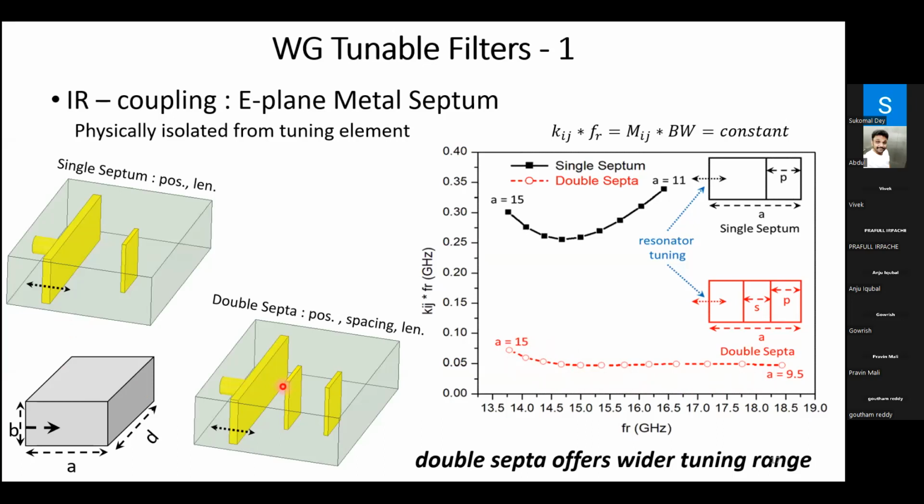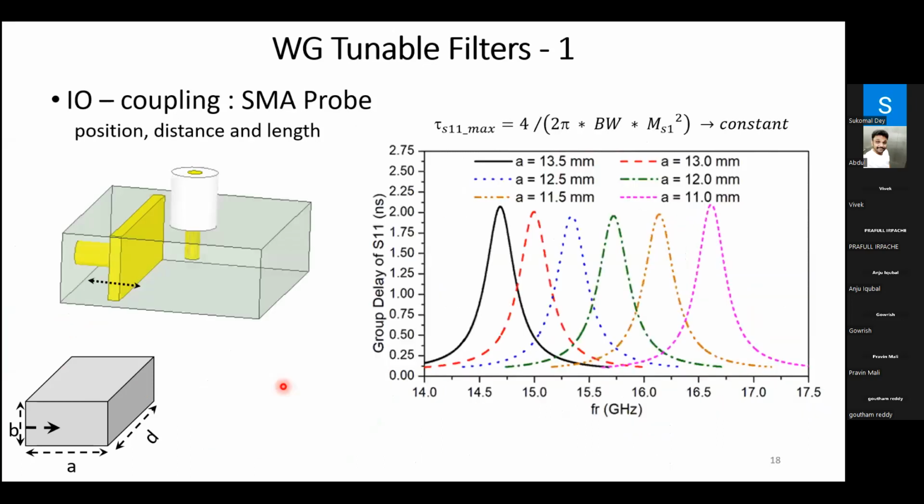So we use the double septum filter for inter-resonator coupling. When it comes to input-output coupling, we used a simple probe. It has 3 degrees of freedom: the length of the probe, the distance of the probe, and the position of the probe. And we were able to meet the constant absolute bandwidth criterion, that is, the reflection group delay has to be constant.